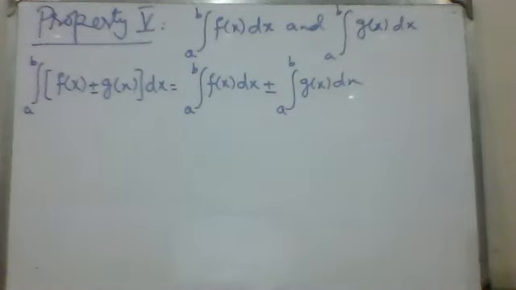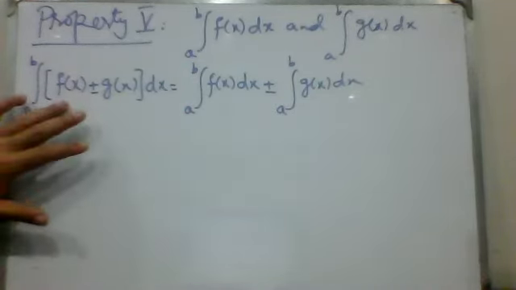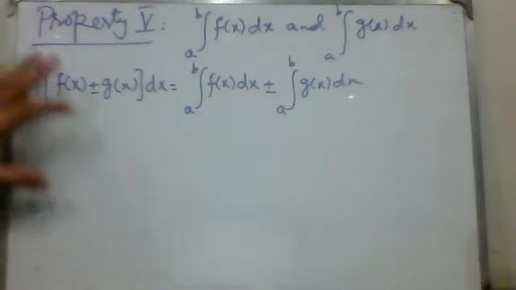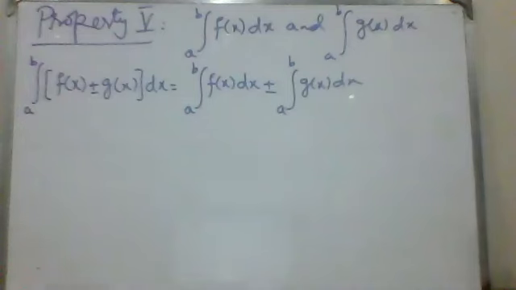We can apply the integral separately on both of them. If two functions are in summation or subtraction form within the same domain of integral, we can write them separately in the form of addition and subtraction. That is the way to solve the problem. That is the fifth property.